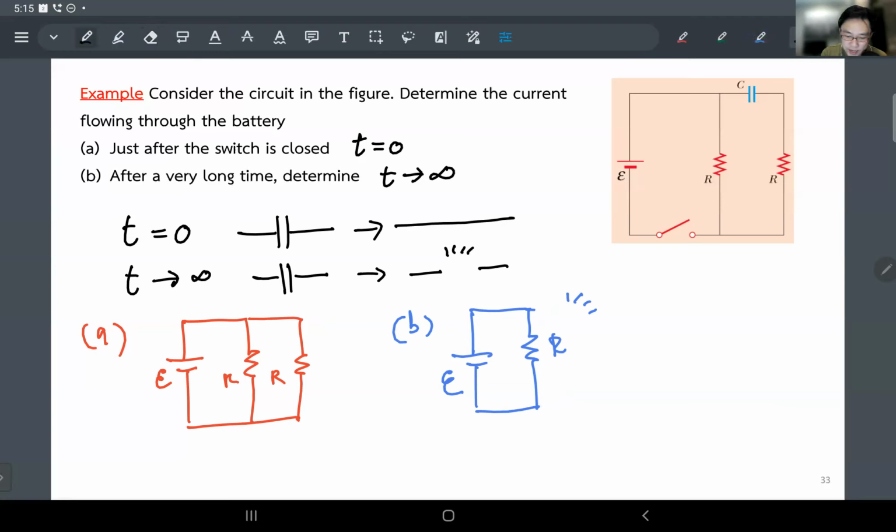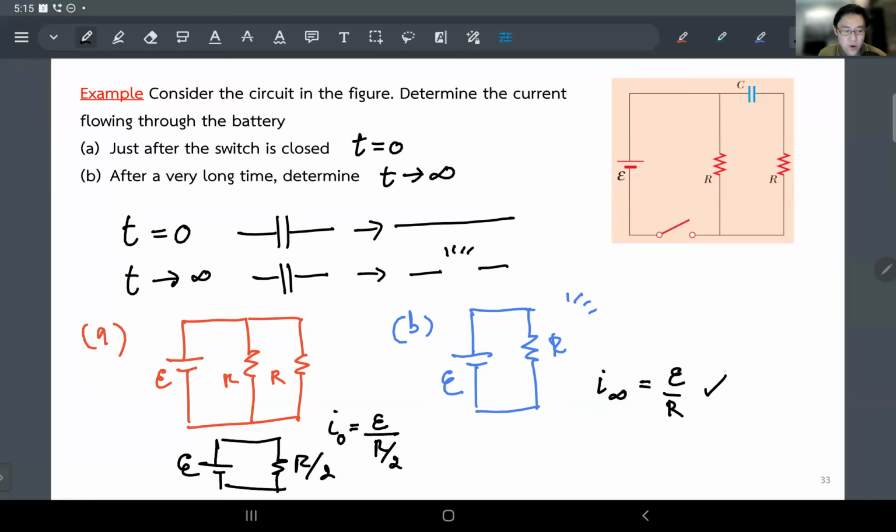On this one, you don't need any Kirchhoff rules or anything. You can just do the equivalent resistance. So it's R over 2. So your current at time 0 is just going to be I equals E over R. So that's it, you are done for part A. And for part B, I at infinity is going to be E over R. And you are done.